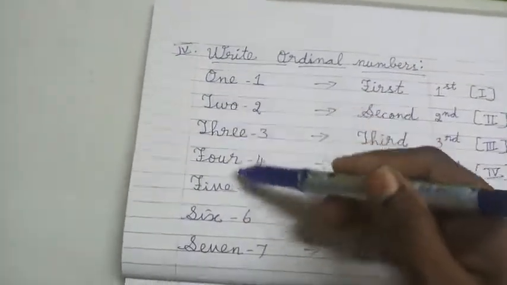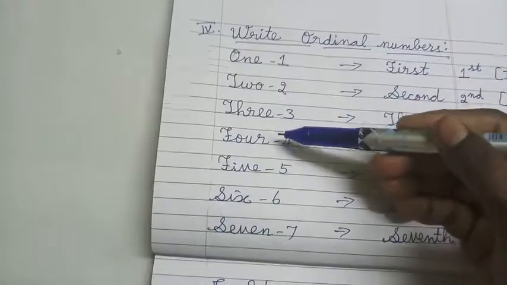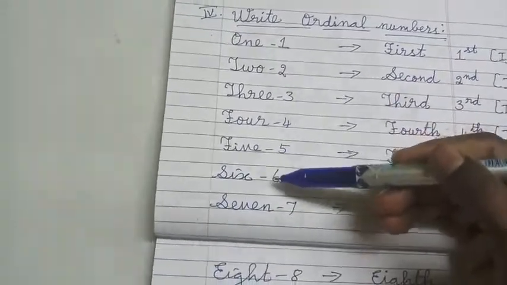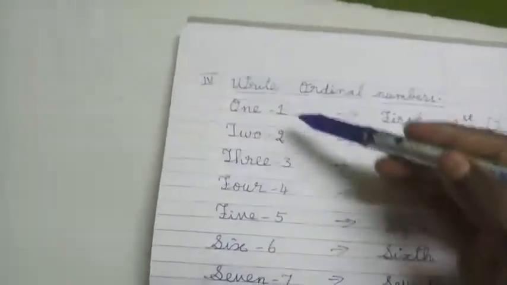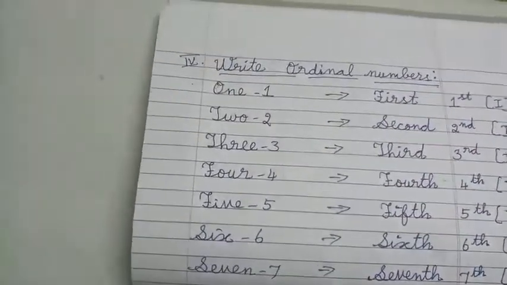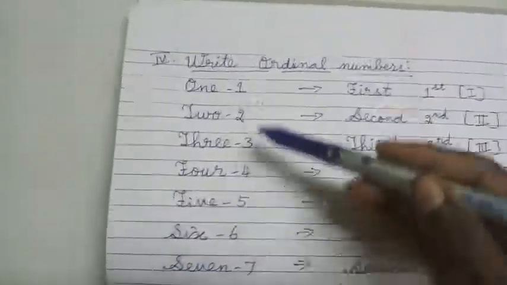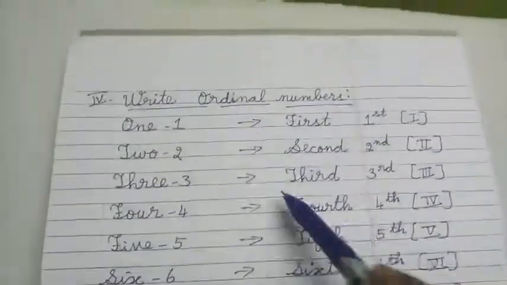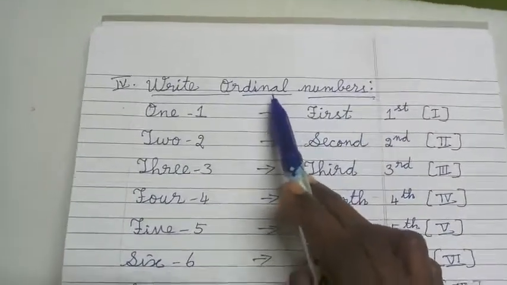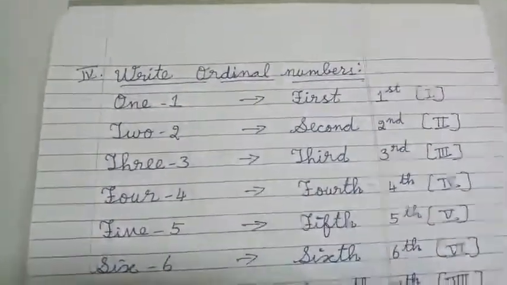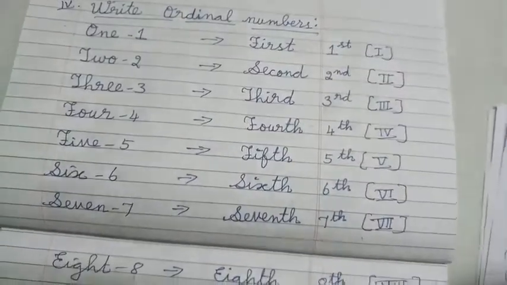This is the cardinal numbers. 1, 2, 3, 4, 5, 6, 7, 8, 9, 10. This is the cardinal number. For the cardinal number, I wrote the number name and the number. Here they are asking you to write the ordinal number. The cardinal number is given, and here you are going to write the ordinal number.